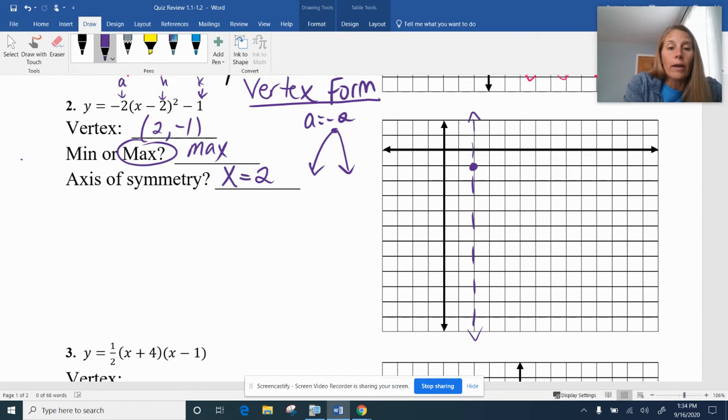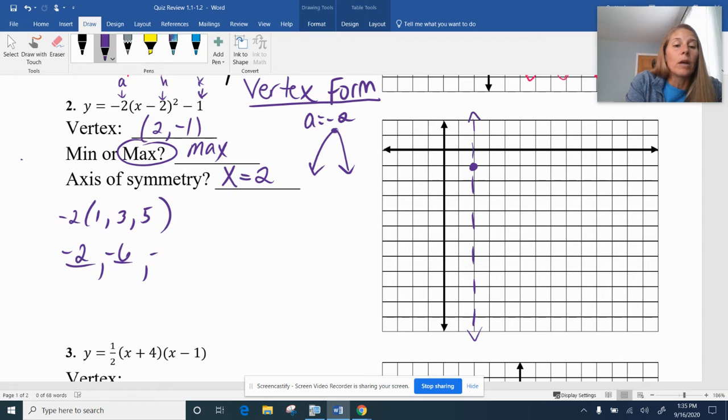And then I can use my graphing pattern, which was -2 times 1, 3, and 5 to get some more points. So -2 times 1 is -2, times 3 would be -6, and -2 times 5 would be -10. The 1, 3, 5 you just always use for quadratics. From my vertex, I'm going to move according to my graphing pattern down 2 and always over 1, then down 6 over 1. Then I would go down 10, but I'm kind of out of space, so I'm going to go on the other side of the parabola.